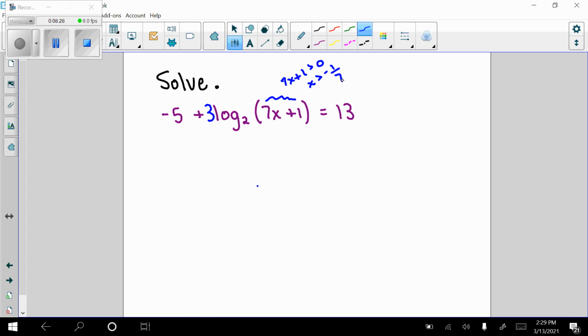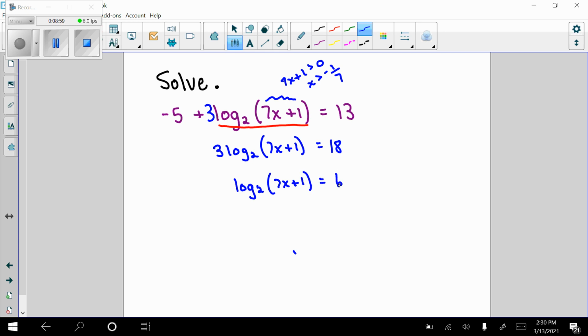Okay, so I need to isolate my logarithm. So I need to isolate this entire piece before I can start solving. So I'm going to have 3 log base 2 of 7x plus 1 equals 13 plus 5, which is 18. I'm going to divide by 3. So log base 2 of 7x plus 1 equals 6.